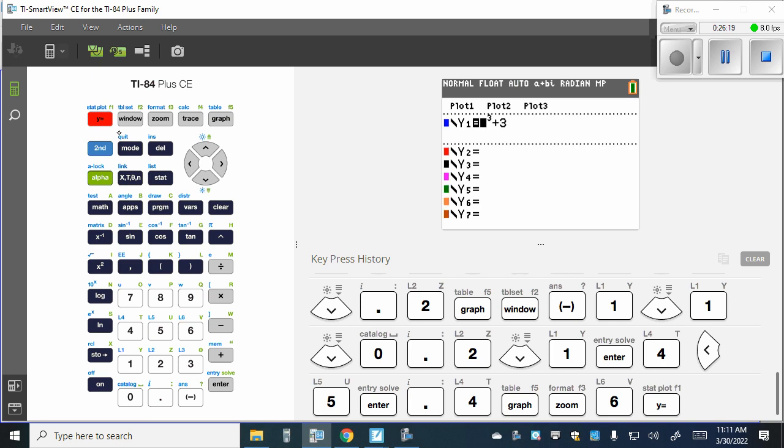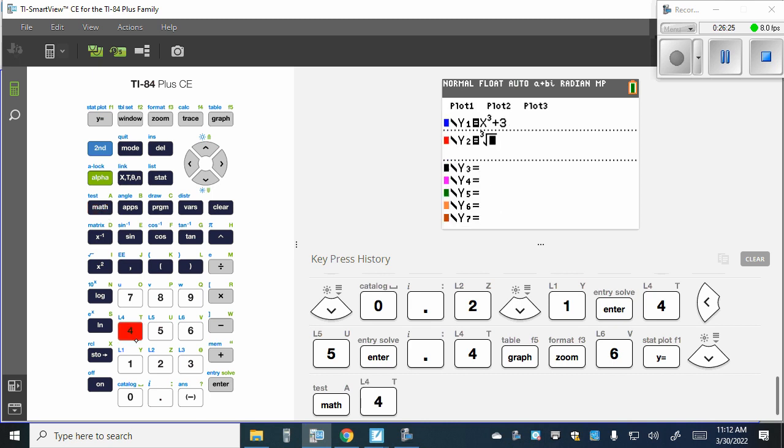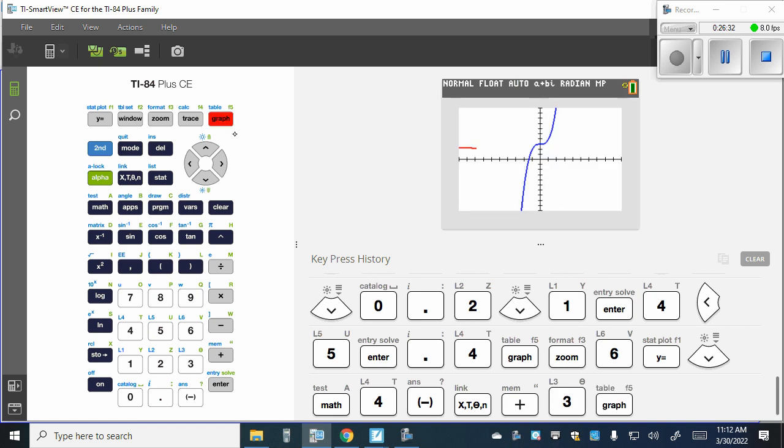Now we found the inverse of it, which was the cubed root of negative x plus 3, which is this here. It kind of looks like the same one as the graph of the blue, but it just kind of fell over, didn't it?